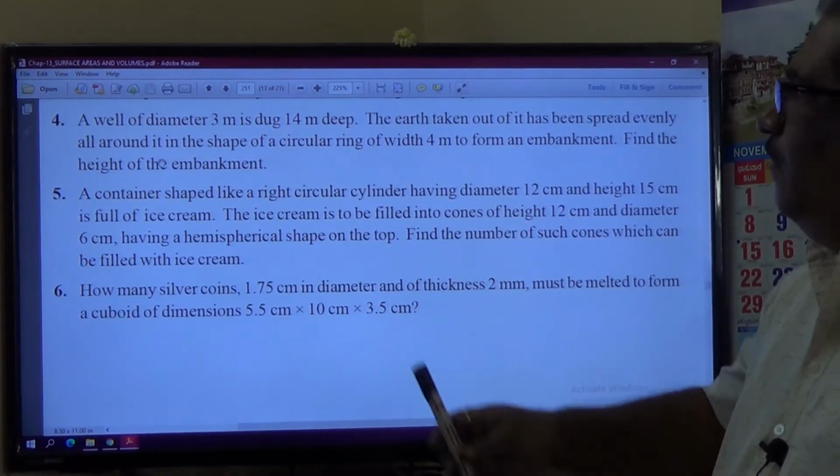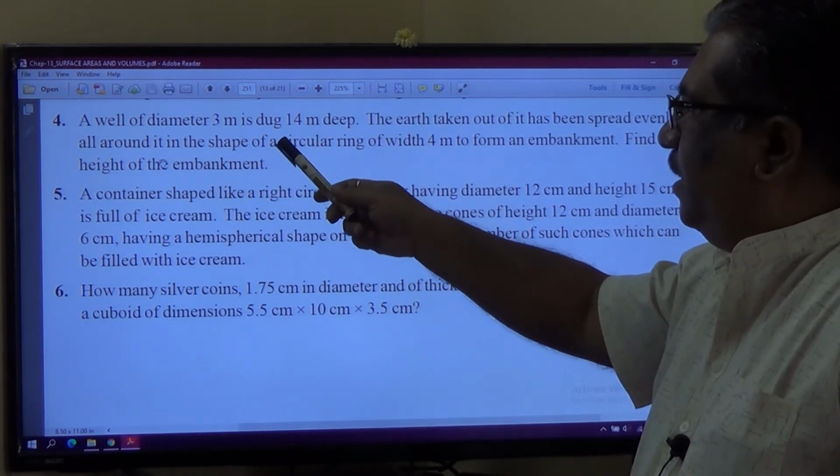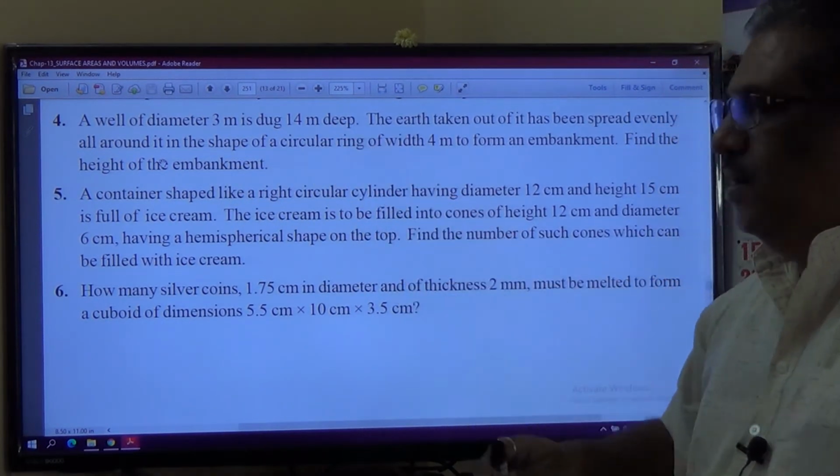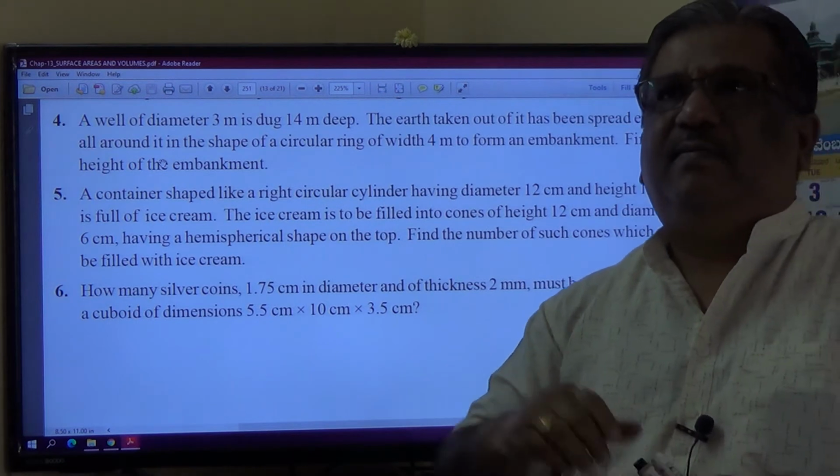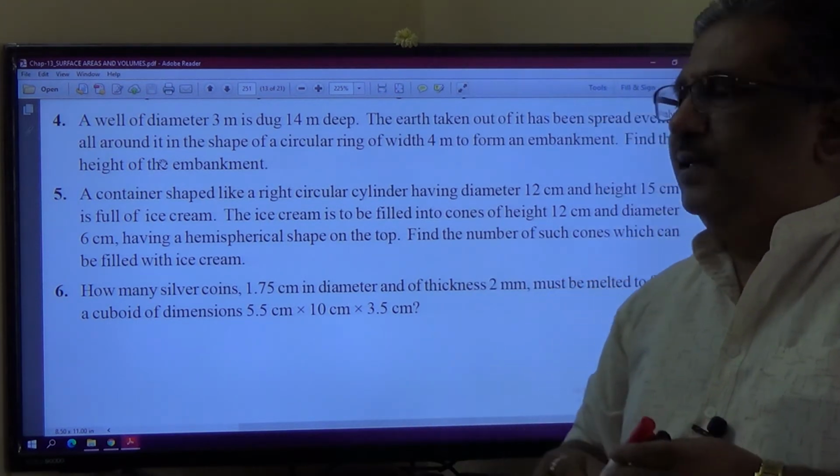Question number 4. A well of diameter 3 meter is dug 14 meter deep. It is similar to the previous question which we had done, but slightly different. Let us read that question first.